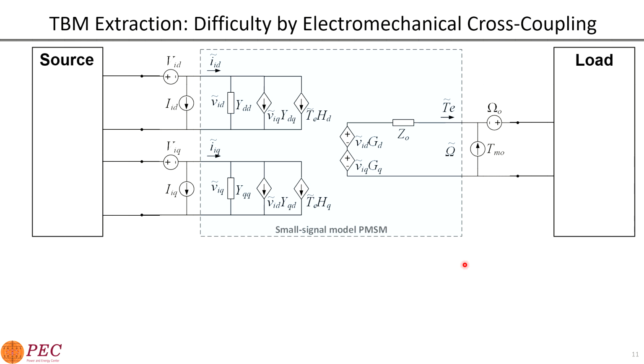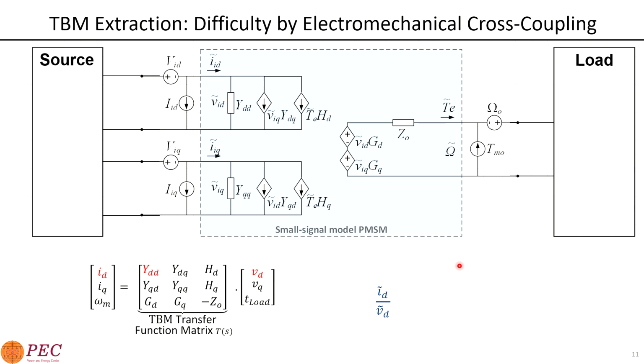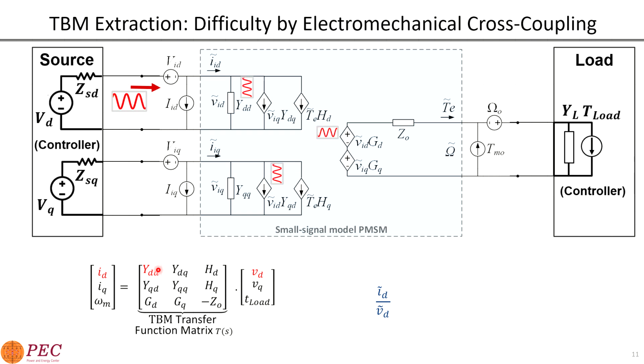Let's assume that we want to get the impedance of YDD, so we want to perturb the d-axis voltage. The three directly related impedances or control sources will oscillate at the same frequency, but because our source is not an ideal voltage source, and the load is also not an ideal torque source, they have internal impedance, whether mechanical internal impedance or electrical internal impedance. So they will also oscillate at the same frequency, and then all of the 9 impedances or the 9 control sources will oscillate at the same frequency.